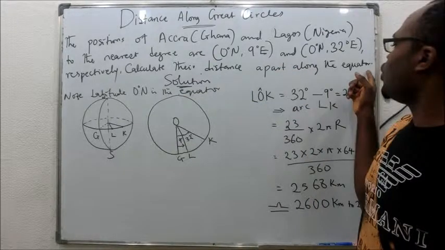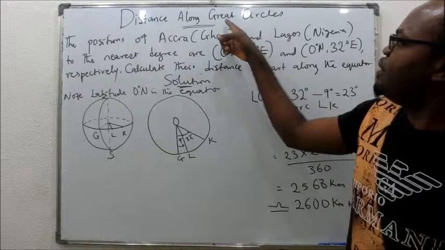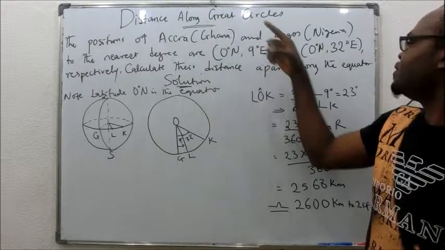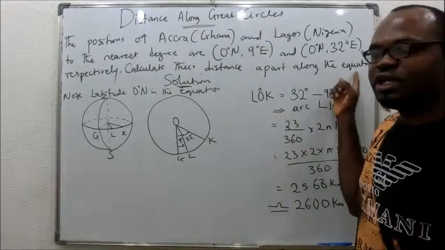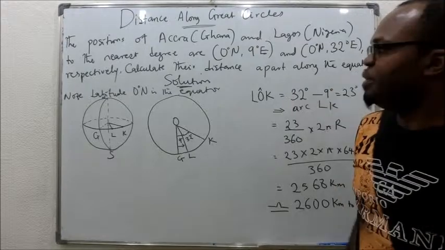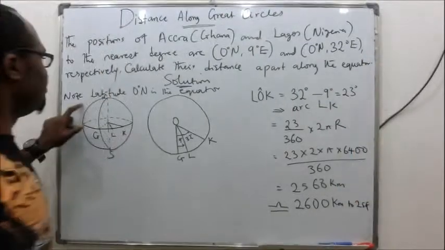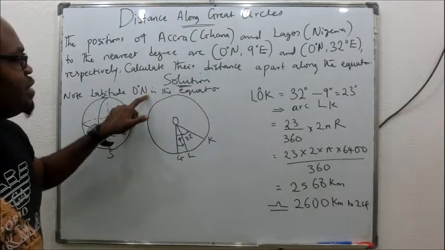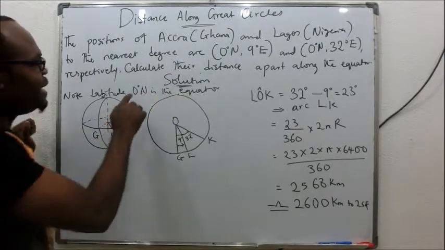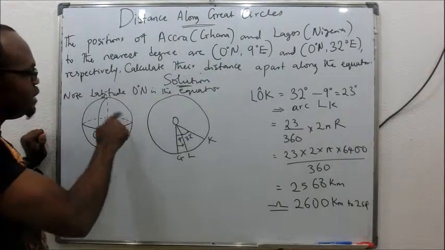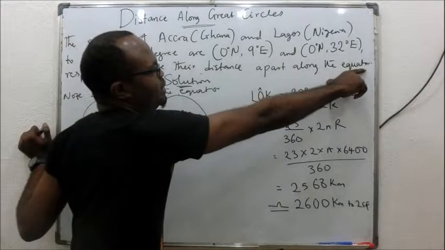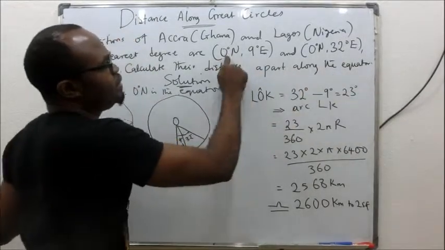Very, very important. Whenever you're calculating distances along a great circle, it has to be either along the equator or along the meridians. So note, latitude 0 degree north is the equator. So whenever you get latitude 0, it's always the equator. And that is what was given here, equator, and is also given here.